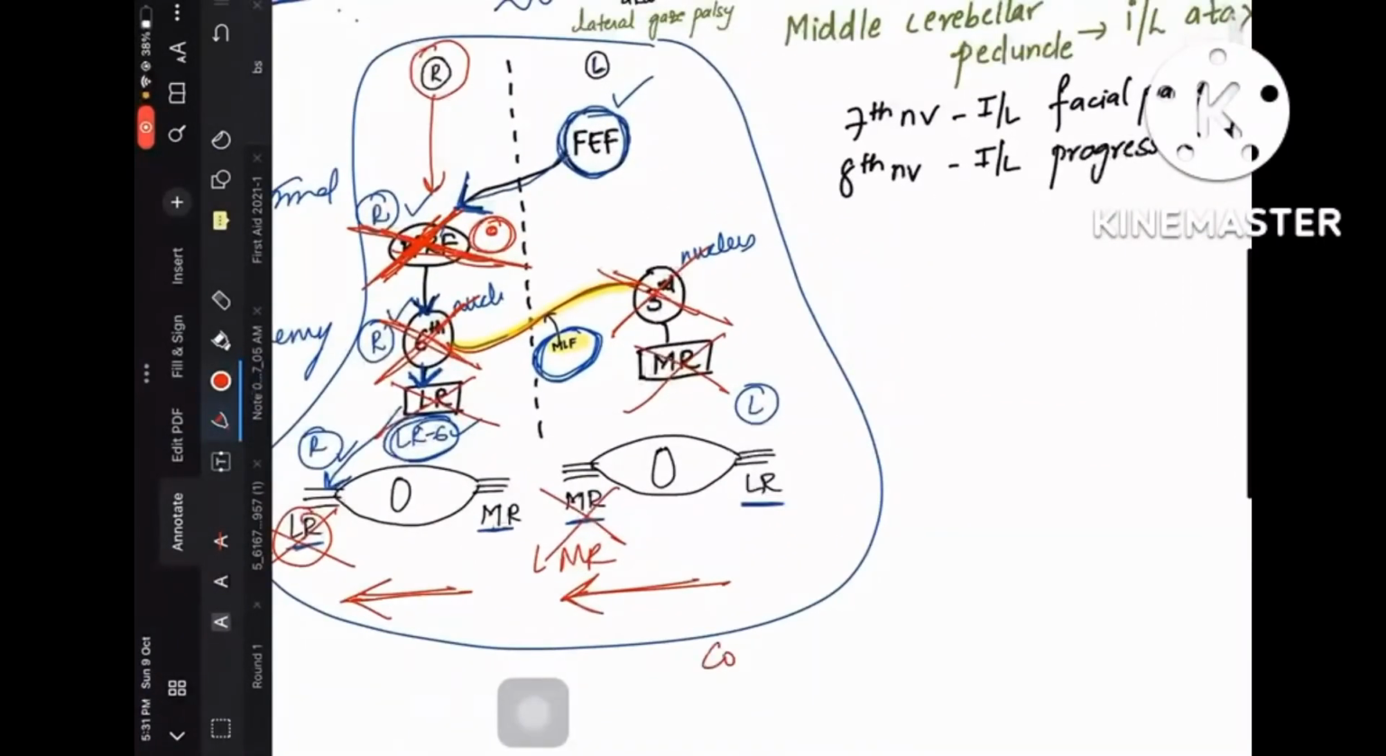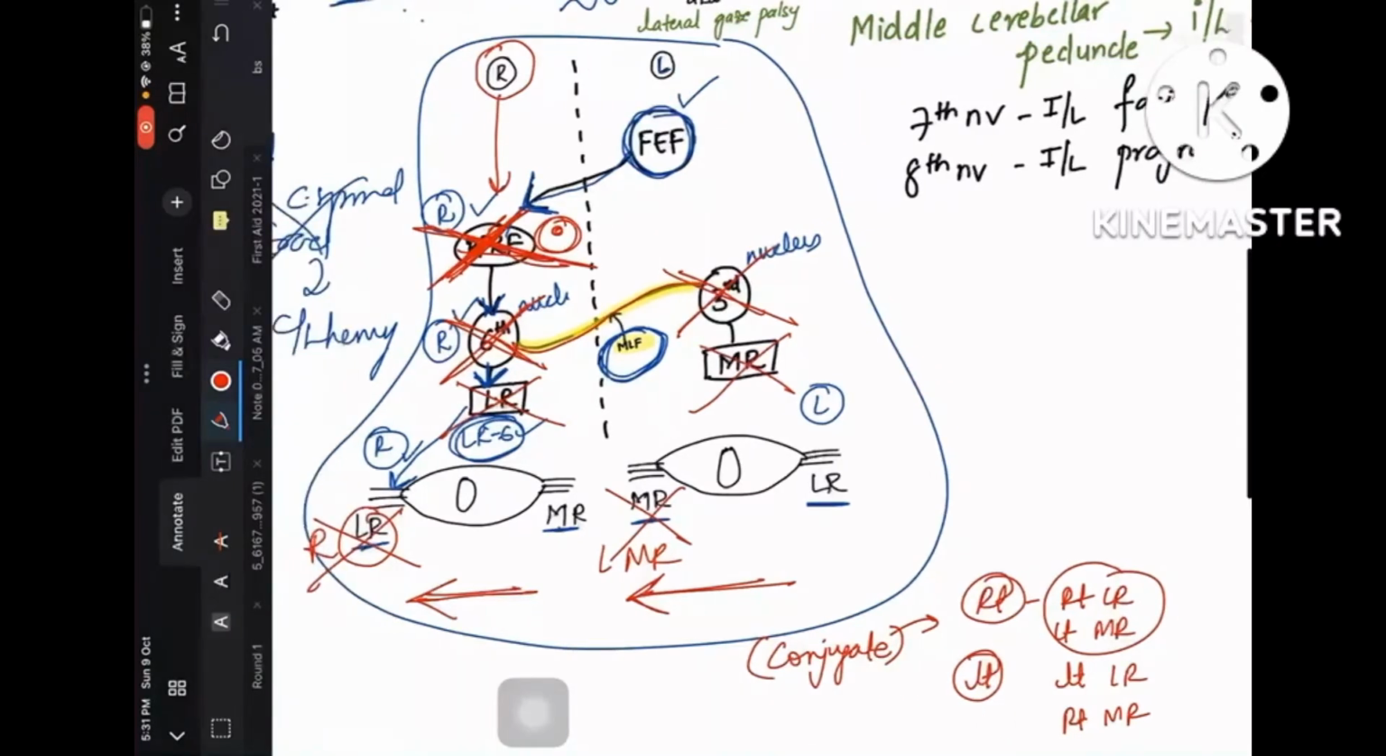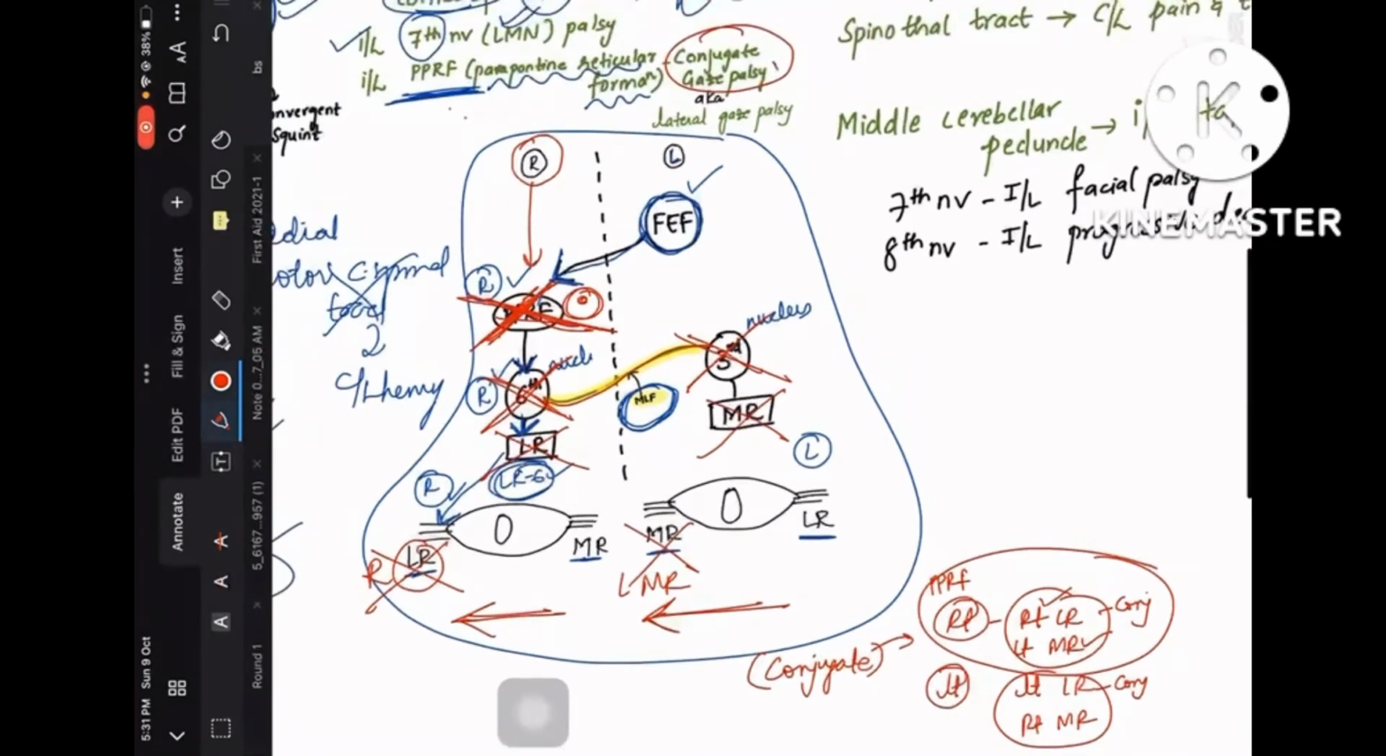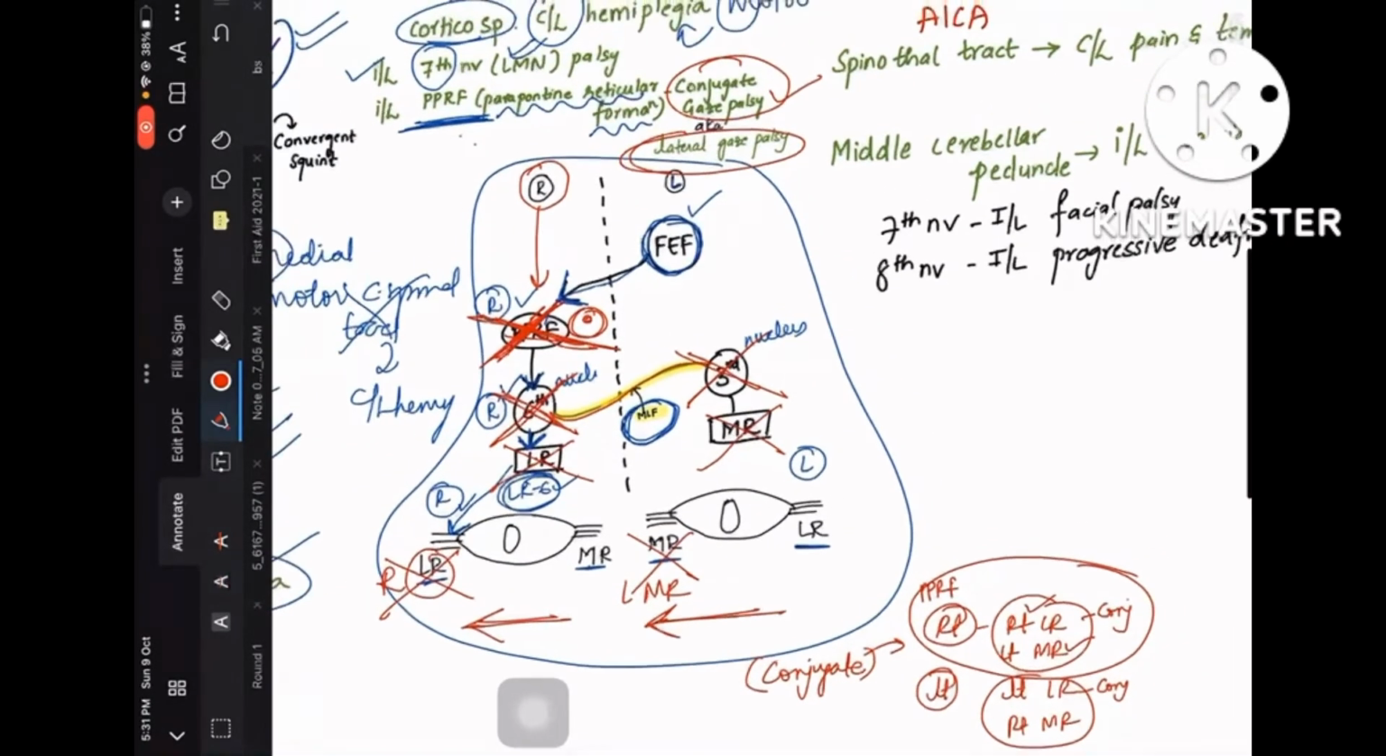Whenever we use the term conjugate in the eye, it means the two muscles involved in looking in the same direction. For looking to the right side, you need to use your right lateral rectus and left medial rectus. Similarly, when you have to look towards the left side, you use the left lateral rectus and right medial rectus. So these are called conjugate muscles. This is one set of conjugate muscles and this is another set. So whenever the right PPRF is gone, you will have loss of right lateral rectus movement and left medial rectus movement. That results in conjugate gaze palsy, otherwise called lateral gaze palsy. So this explains Foville syndrome.